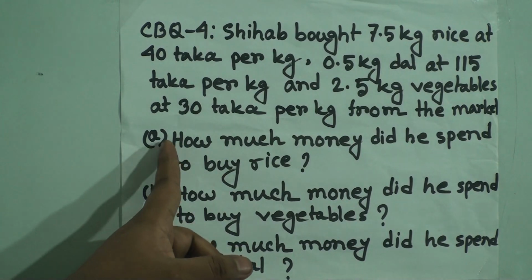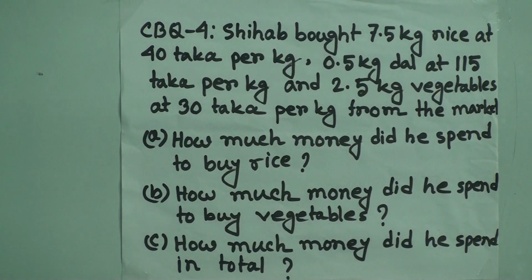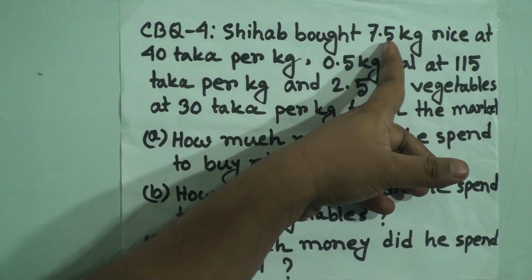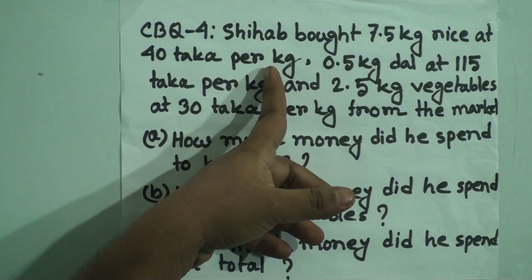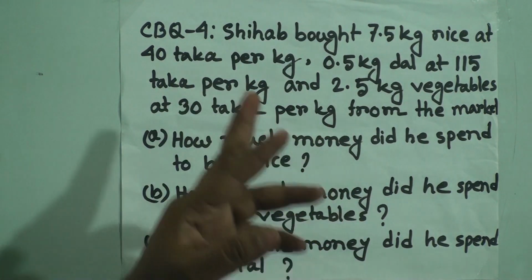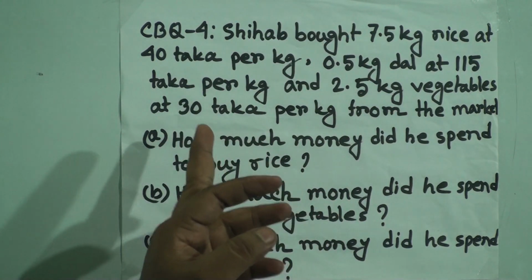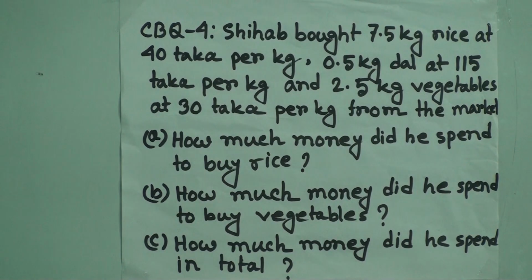So question number A is how much money did he spend to buy rice? My dear students, in order to solve this math, please go to the stem first. Here you notice Shihab bought 7.5 kg rice. That means the amount of rice is 7.5 kg and 40 taka per kg. That means he bought 1 kg rice at 40 taka. I repeat, he bought 1 kg rice at 40 taka.